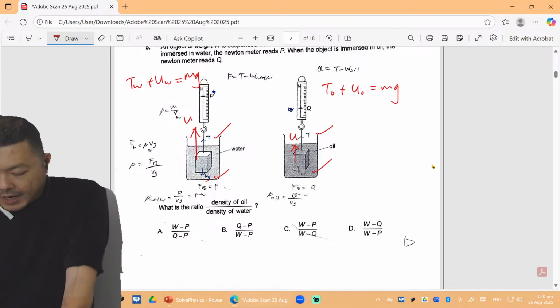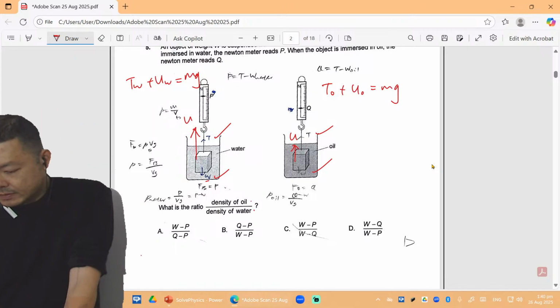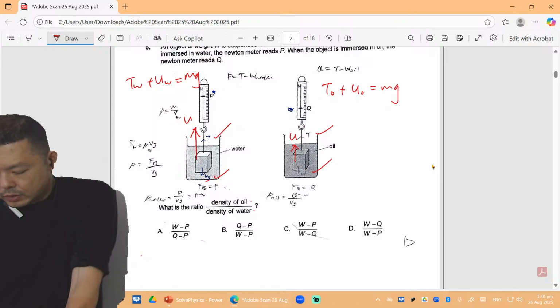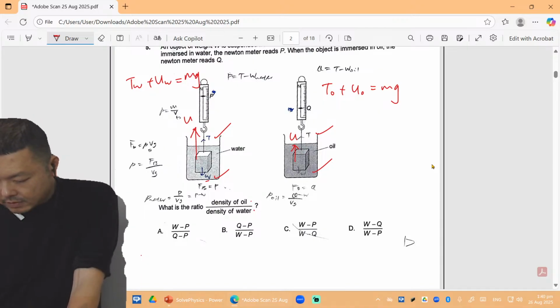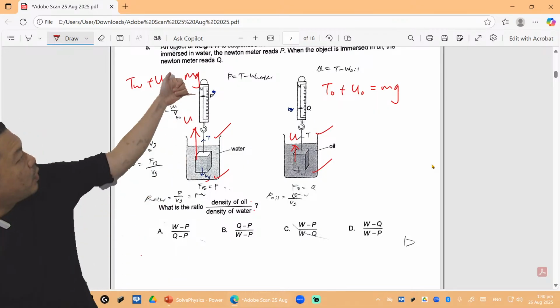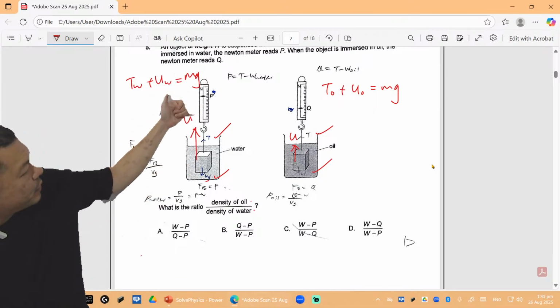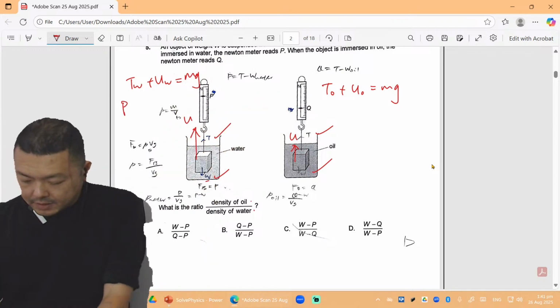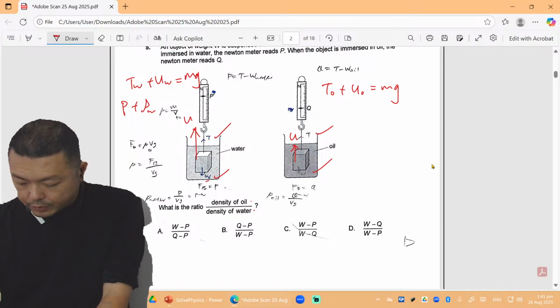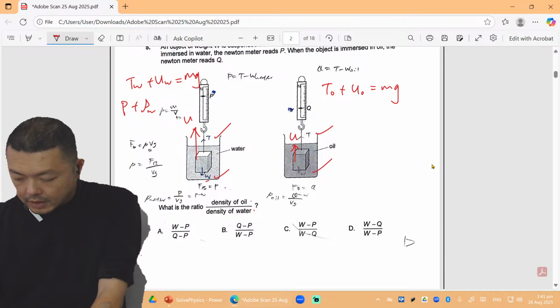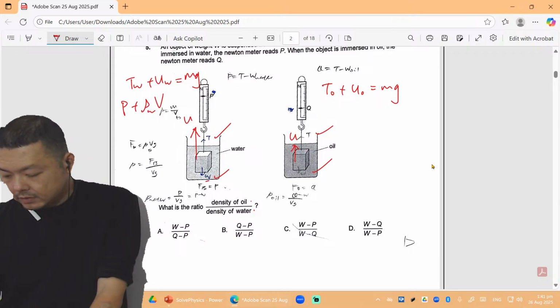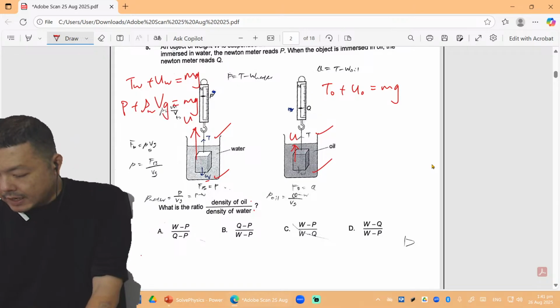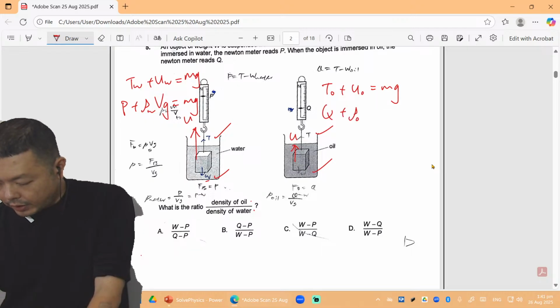But they want you to compare the density of oil to the density of water. So, okay, TW is just P, isn't it? Yeah, TW is P. P is less. The whole idea is that this is a Newton meter. So when you pull it down, P goes to Q. Q is a bigger value, right? So this is P plus rho W V of the object, g equals mg, and this one is Q plus rho oil Vg equals mg.